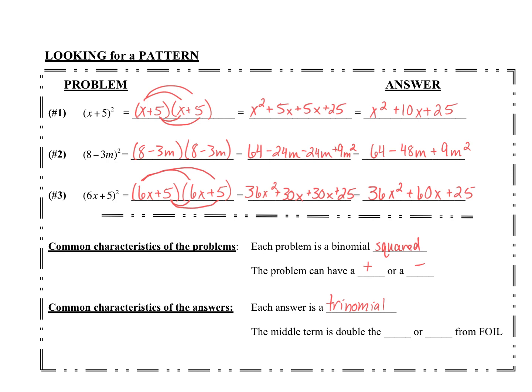And the middle term, so that would be the 10x here, the negative 48m here, and the 60x here, is just the O or the I step in FOIL. We're just doubling that. If we look back at this middle step here, the O step was 5x and the I step was 5x. So we're always doubling that. Negative 24, we get negative 48. Positive 30, positive 30, positive 60.